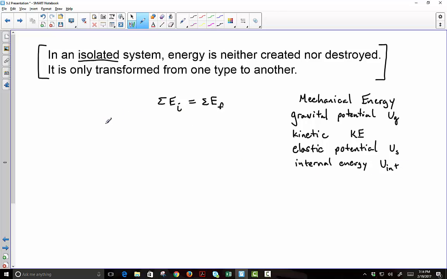So what this says is that my total energy, my UG initial plus my elastic initial plus my kinetic, I put these in a different order, sorry, plus the internal initial is going to be equal to all of that final. So UG final plus, go ahead and put kinetic energy, plus the elastic plus the internal. So we just add them up. They're going to be the same before and after.